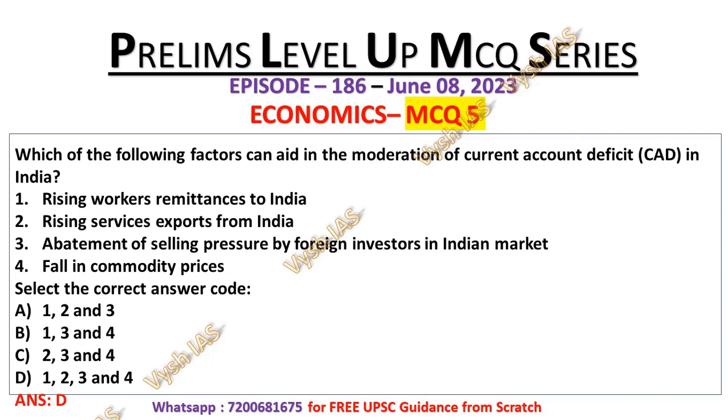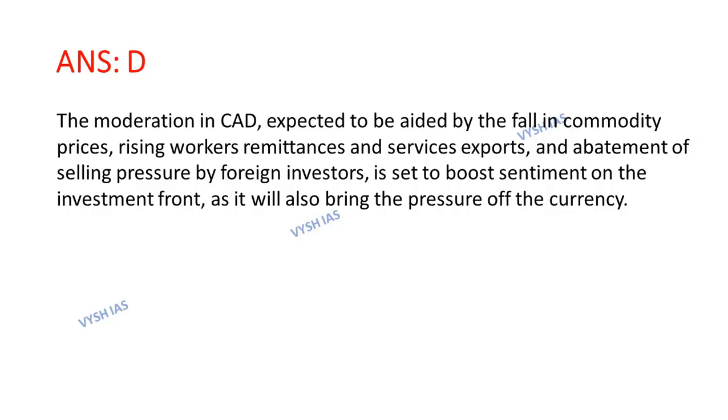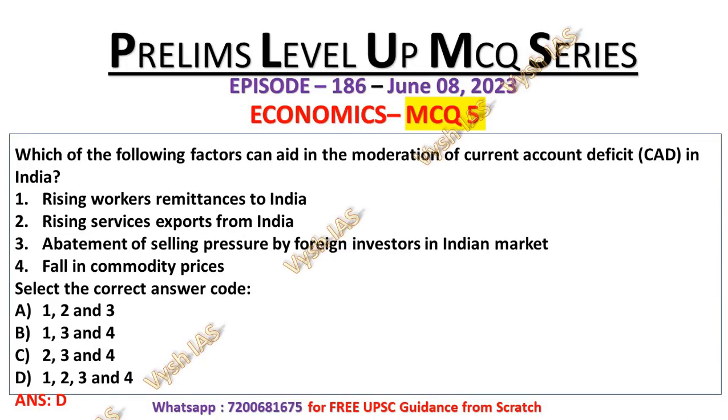So the correct answer will be all of the above, these are the factors that can aid in the moderation of current account deficit. Now let's look at the explanation. The moderation in CAD is expected to be aided by a fall in commodity prices and rising worker remittances and services exports. Abatement of selling pressure by foreign investors is set to boost sentiment on the investor front, as it will also ease the pressure on the currency. So all four factors contribute to the moderation of current account deficit.